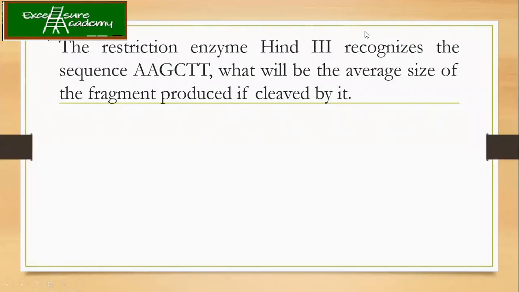The question says the restriction enzyme HindIII recognizes the sequence AAGCTT. So what will be the average size of the fragment produced if it is cleaved by this enzyme? Even though the question is worded differently, what we discussed last time is going to be the same. If you want to calculate the frequency, then again you need to talk about the sequences and the probability of each purine and pyrimidine occurring there. In the same way, we need to solve this question also. So let's see how we have to proceed.